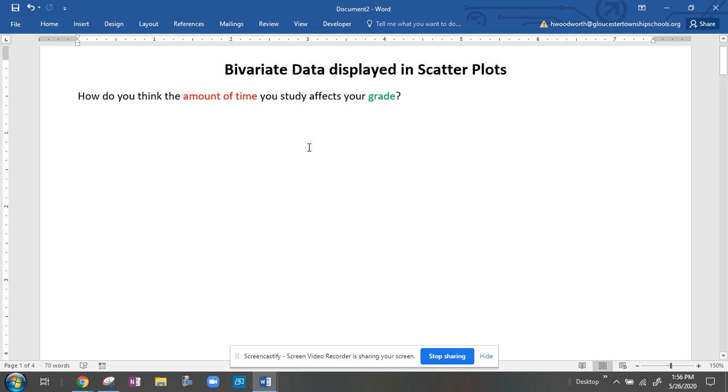And now, how do you think? Would you agree that the more time you spend studying, the better your grade will be? Now, sometimes on a simple subject that might not be true, but overall, in general, you think as the amount of time increases of studying, your grade would also increase. So what does that look like if you were to collect data and then display it on a graph?